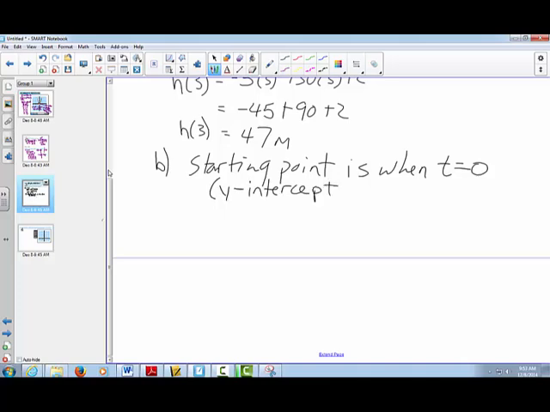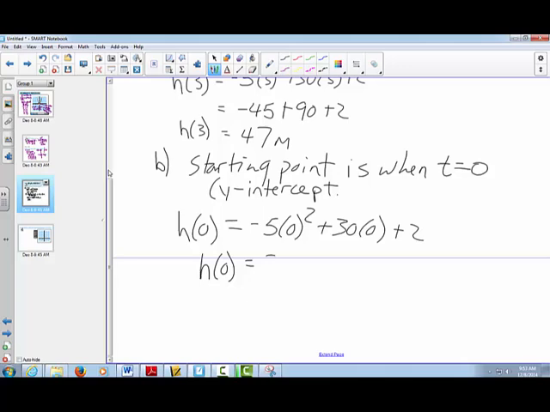So, what do we need to do? We're going to sub t equals 0 in to solve. So, h, when time equals 0, is negative 5 times 0 squared plus 30 times 0 plus 2. So the stone was thrown from 2 meters above ground.